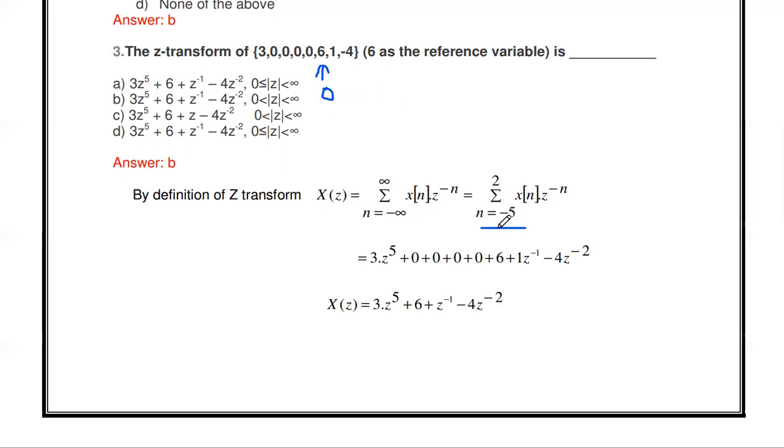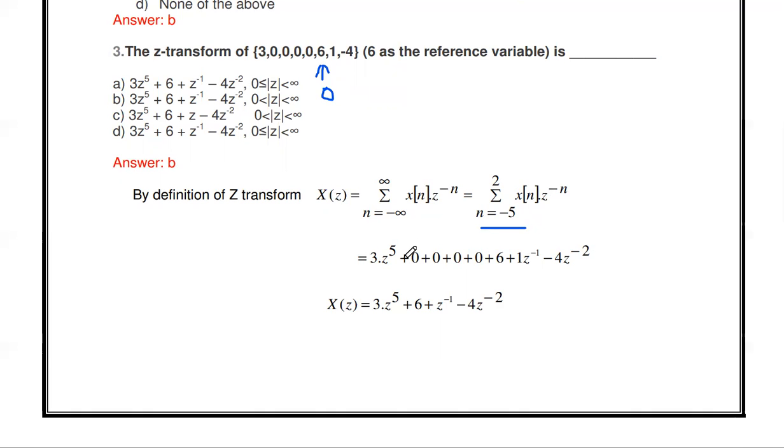So if you are expanding, first put n equal to minus 5 in this above formula. So x of minus 5 into z power minus of minus 5, plus 5. What is the x of minus 5 value? This 3 is the x of minus 5 value. So that's why 3 into z power 5.